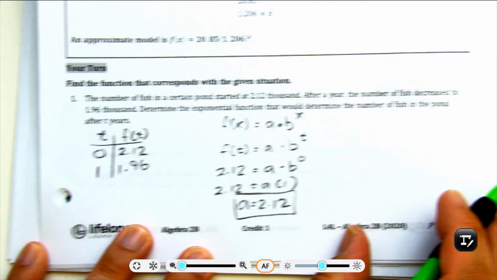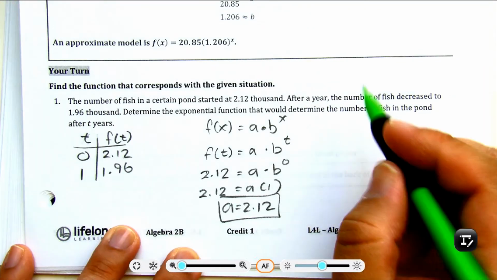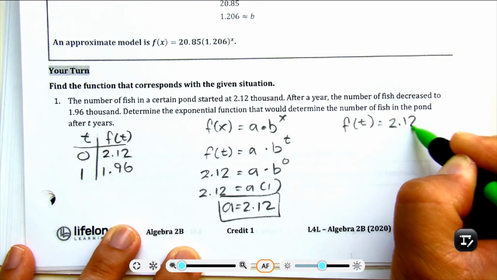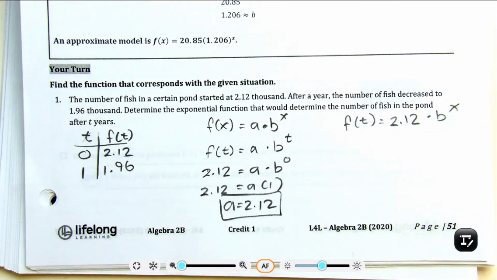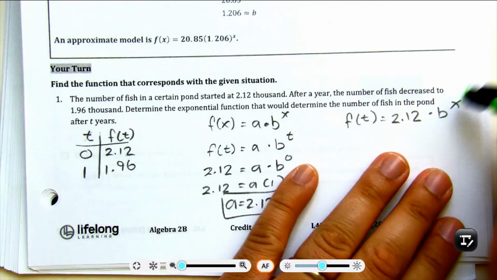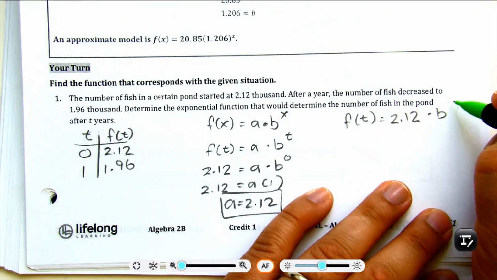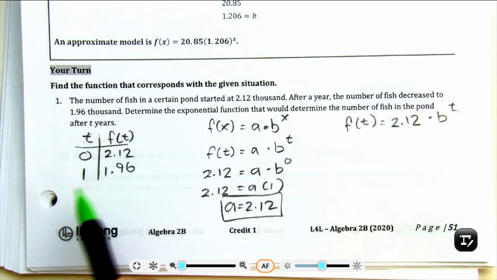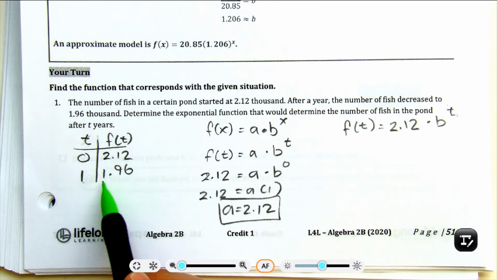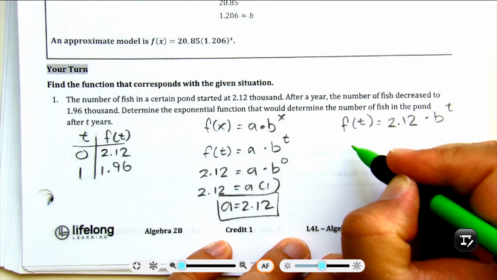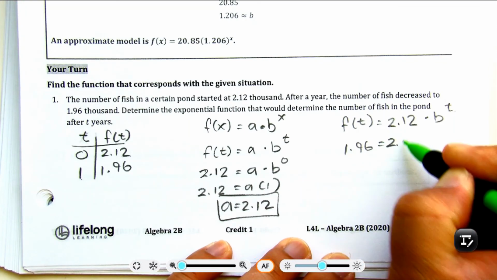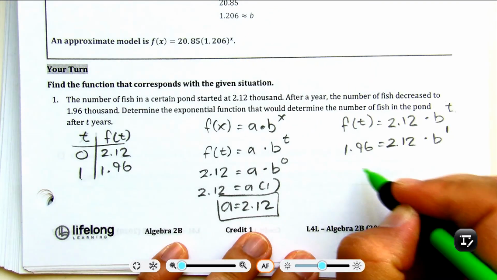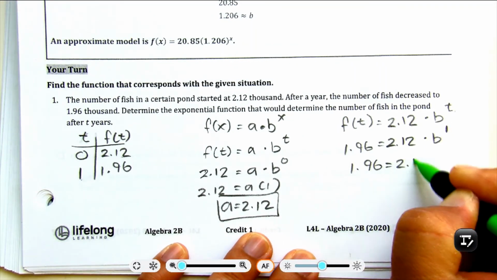Then I'm going to create an equation with a. So I'm going to write f of t is equal to 2.12 times b to the t power. And I'm going to plug in the second point. So I'm going to plug in t is 1 and f of t is 1.96. So 1.96 is equal to 2.12 times b to the first power. So that gives me 1.96 equals 2.12b.